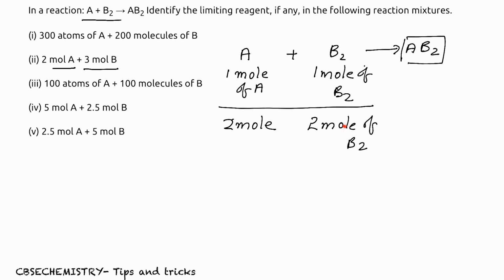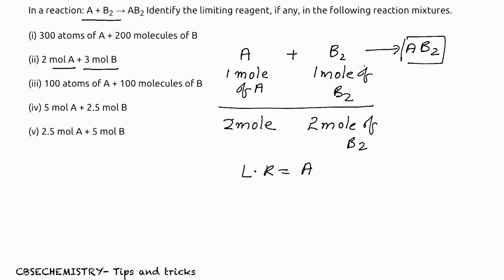This is the requirement. But how much we have? 3. Only 2 is required, but we have 3, which means that is the excess reagent, which means the other one, that is A, is the limiting reagent. Hope all of you understand. See here, limiting reagent is A. Hope all of you understand.